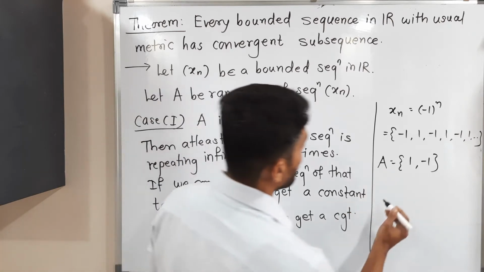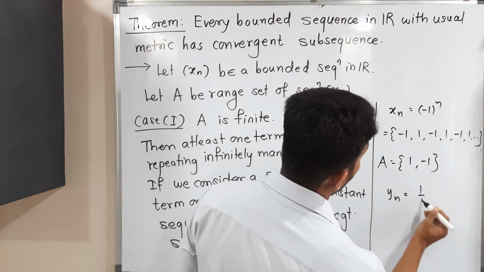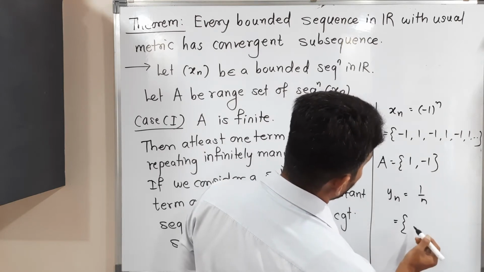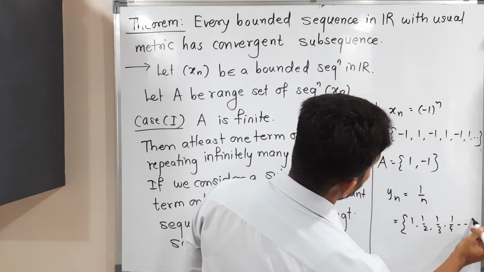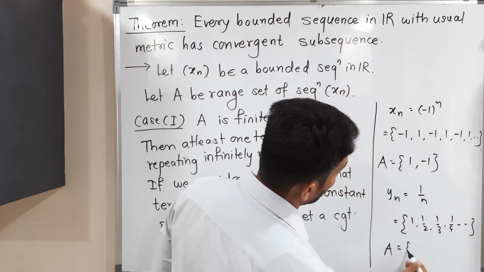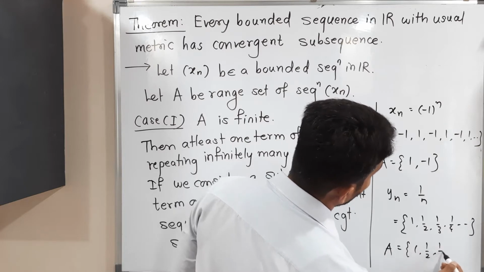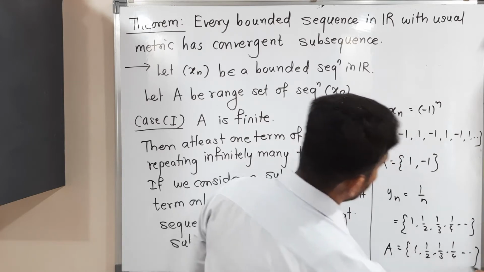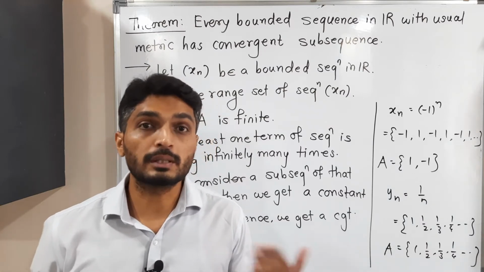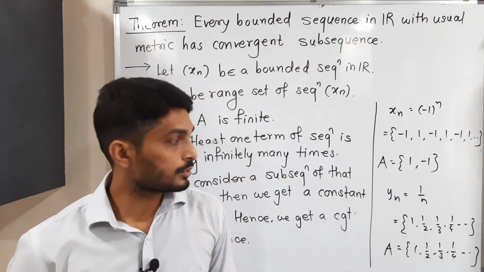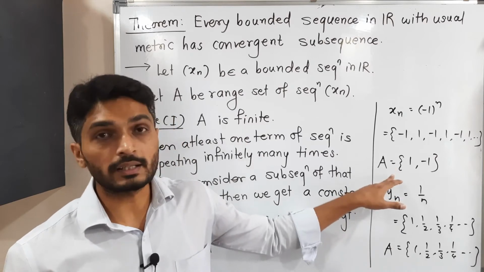But if you consider the sequence yn equal to 1/n, then the terms will be 1, 1/2, 1/3, 1/4 and so on. So in that case the range set will be {1, 1/2, 1/3, ...}. I should write the same set because no term is repeating there. So this is a range set and this is also a range set.